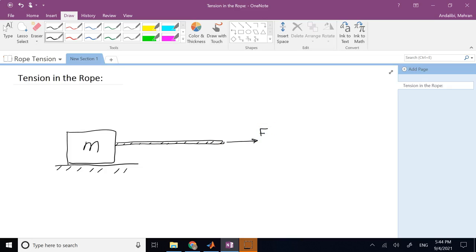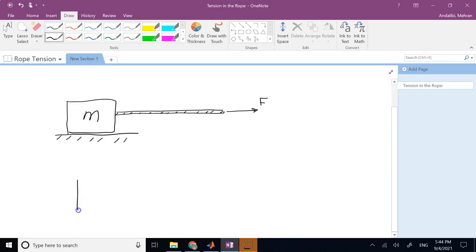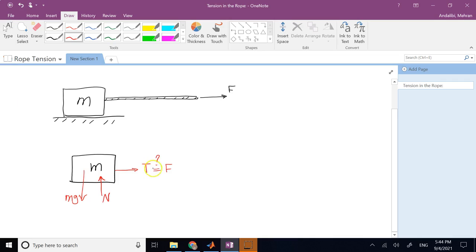Now if you draw the free body diagram of this block, then you would tell me that I have the mg force, the normal force N, and the tension in the rope. And the question is whether this tension is equal to the force F that is applied on the other side. Most of the time my students say yes, T is the same as F. And it could be correct if these two conditions are satisfied.